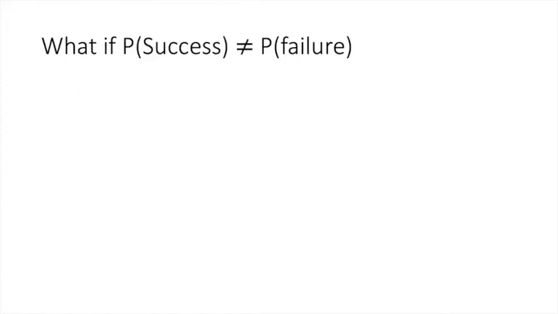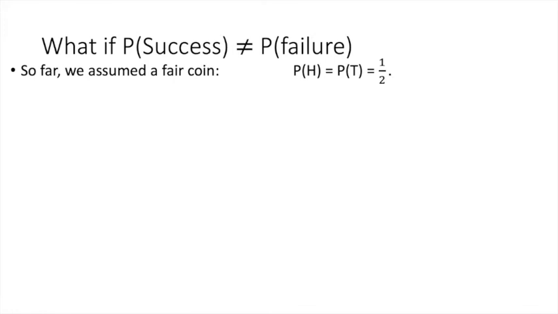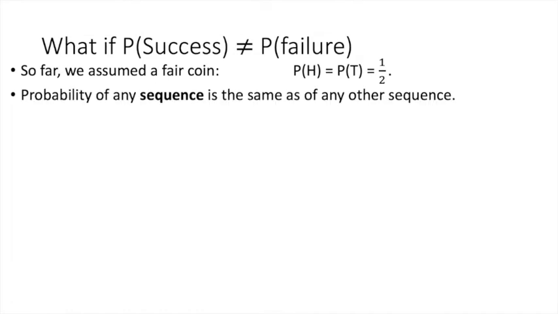So far, we assumed a fair coin. That is, probability of heads equals probability of tails equals 1/2. As a consequence of that, probability of seeing any particular sequence is the same as that of any other sequence, because each sequence appears only once, so probability of every sequence equals 1/8. We can also verify this probability in another way.